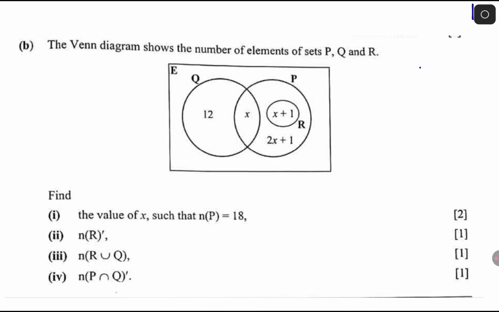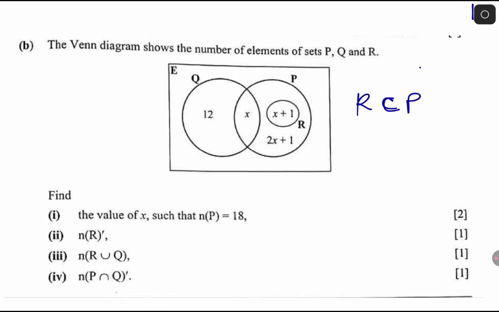I have a question here that came in the 2024 GCE paper 2 mathematics. The question says the Venn diagram shows the number of elements of sets P, Q and R. As you can see by the Venn diagram, we've got sets Q, P and R, and you can clearly see that R is inside P. That means that R is a subset of what? Of P. To be a subset means it's part of another set. It's inside that set. In the question, we have 4 parts.